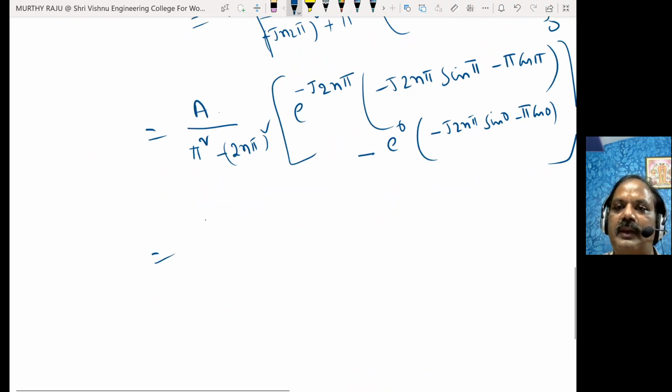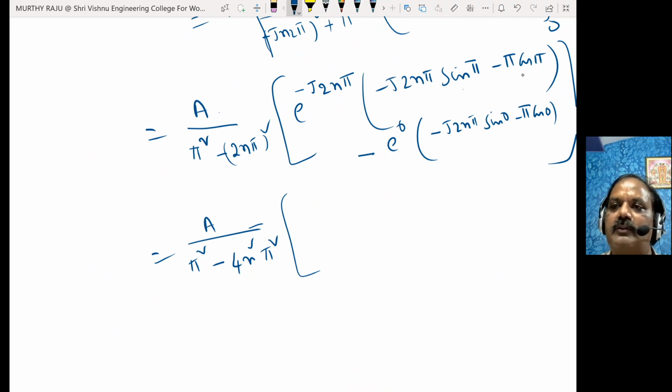That is equal to a by pi square minus 4 n square pi square. Sin pi is 0, cos pi is cos 90 plus 90, that is minus, sin 90 minus into minus plus e power minus a 2n pi, sin pi is 0, cos pi is cos 90 plus 90, that is minus sin 90 minus into minus plus sin 90 is 1. That means pi. Here sin 0 is 0, cos 0 is 1, e power 0 is 1, minus into minus plus pi is remaining.